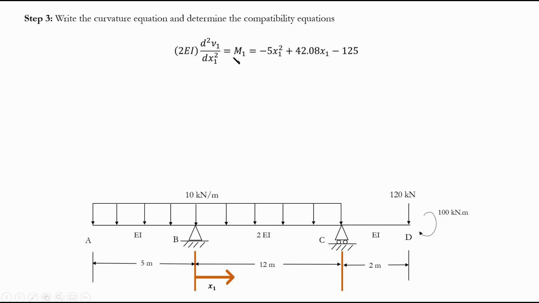So here we write our M1 that we just found, and we are going to integrate this 2 times, right? This is called the method of integration. If we integrate this once, we're going to end up with 2EI dν1/dx1, and this symbol is called nu, deflection. dν1/dx1 is equal to, we just integrated, right? Negative 5 divided by 3 x1 to the power of 3 plus 42.08 divided by 2 x1 squared, minus 125 x1 plus c1, right?